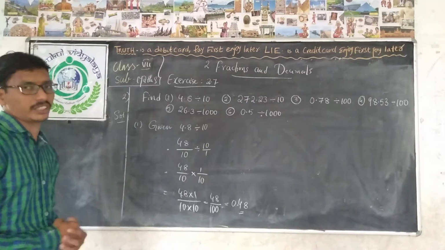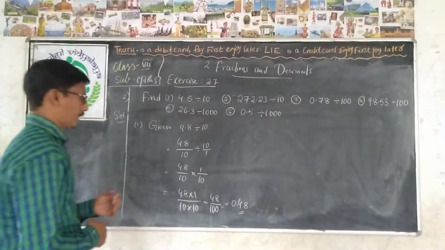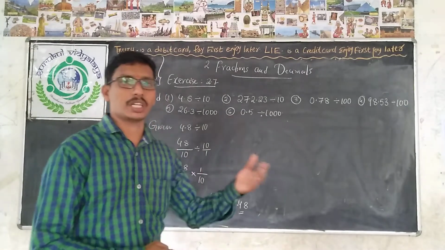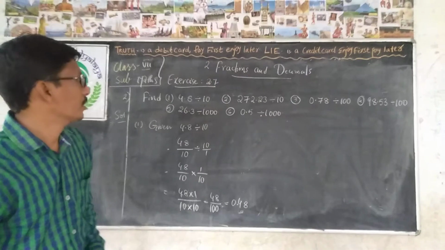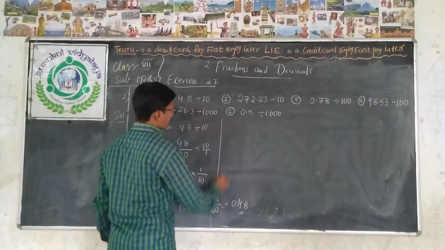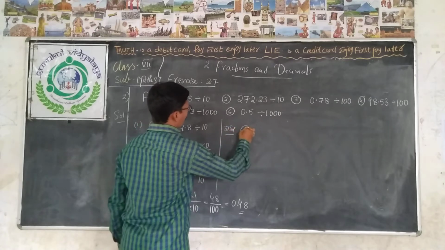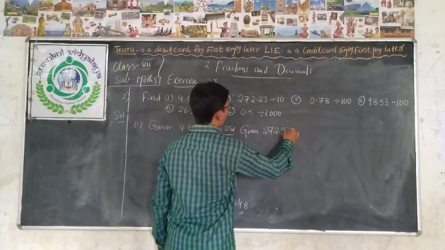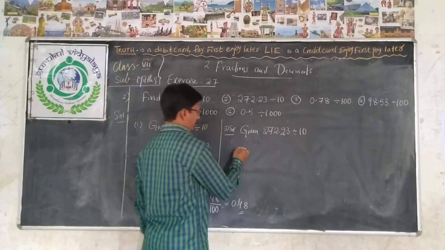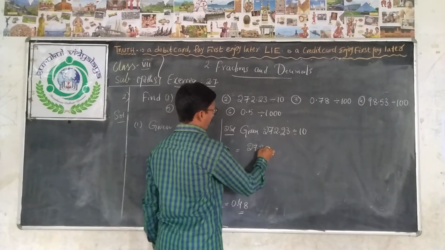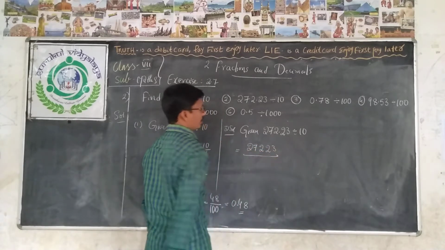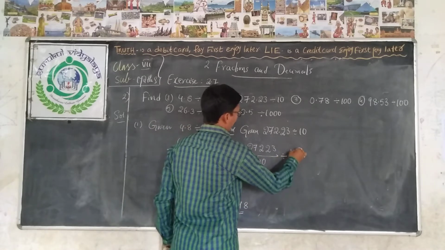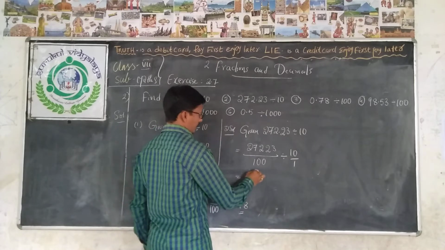Don't do the cancellation here. In the denominator, if any hundreds or tens or thousands are there, you can leave it, because it is easy to convert into decimal form. Second one, given 272.23 divided by 10. This is also the same process. Remove the point, 27223 by, the 3 is in the hundreds place, so 100. Divided by 10 by 1.